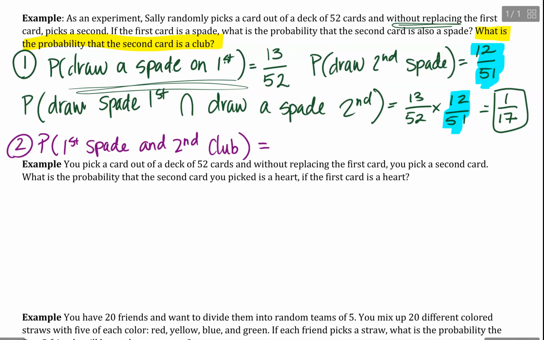Okay, we already know the probability that the first card is a spade is 13 out of 52. And then the probability that the second card is a club, well, we kept that first card, so there's still only 51 cards remaining. But since we haven't drawn a club yet, there's still 13 of those left. So with some simplification, we end up multiplying these fractions and we get 13 over 204, or you could give that as a rounded decimal answer.